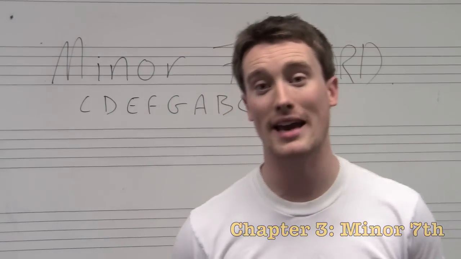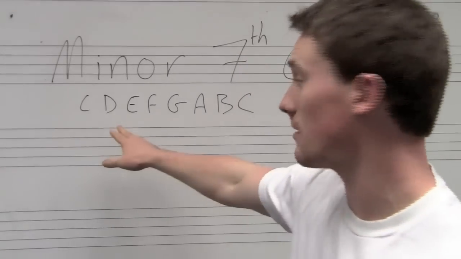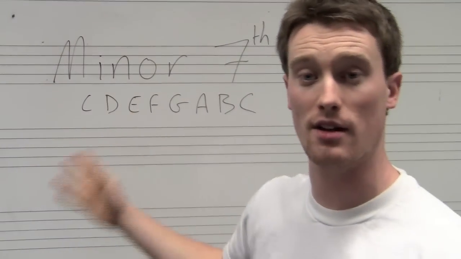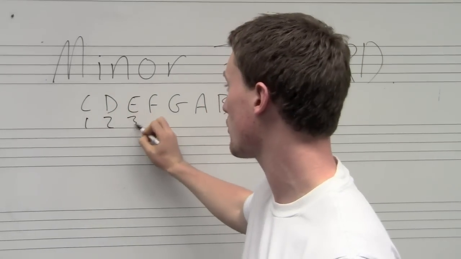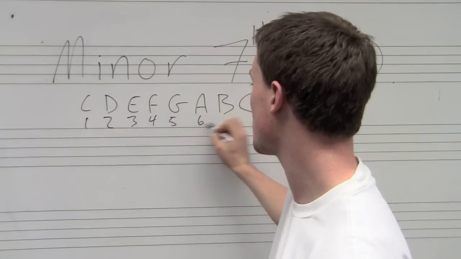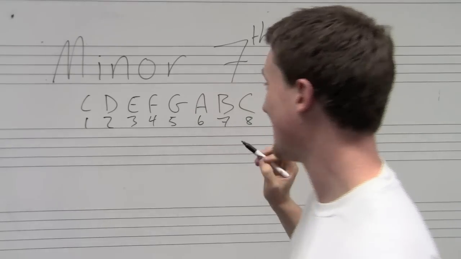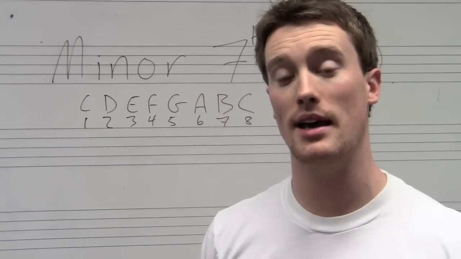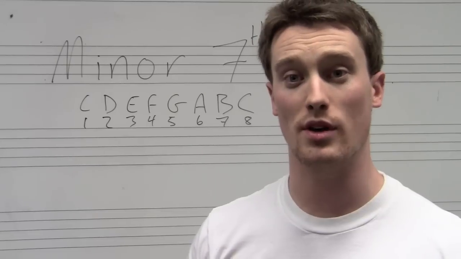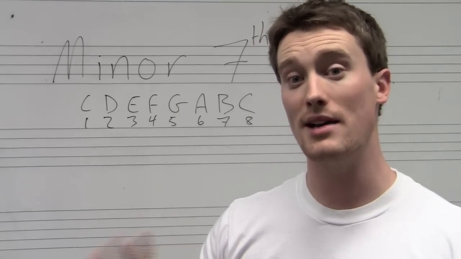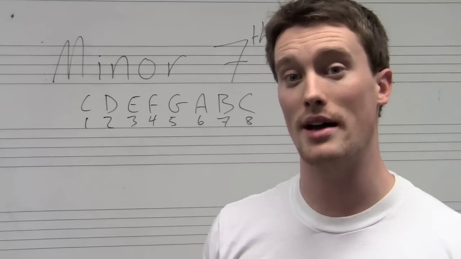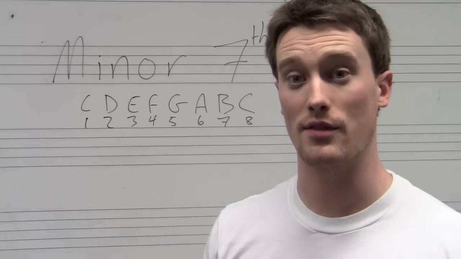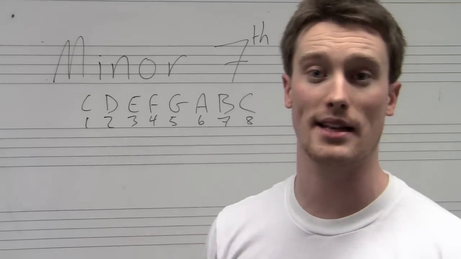Okay, so now we're going to look at minor 7th chords. So exactly as we did the other ones, you draw out the C major scale or the C major key signature, draw out the scale degree numbers, 1, 2, 3, 4, 5, 6, 7, and 8. Now if you remember in the last video I showed you with creating minor chords, a major chord is 1, 3, 5. A minor triad chord is 1, flat 3, 5. If you don't remember, go back and check out that other video.